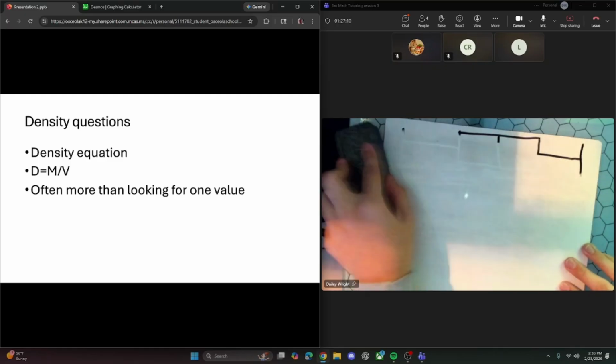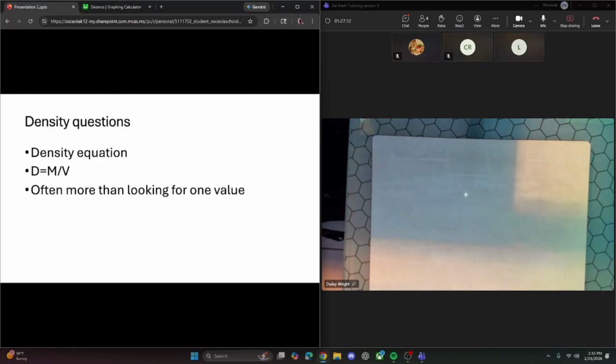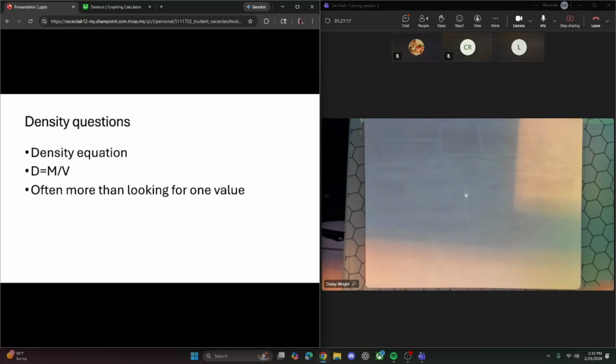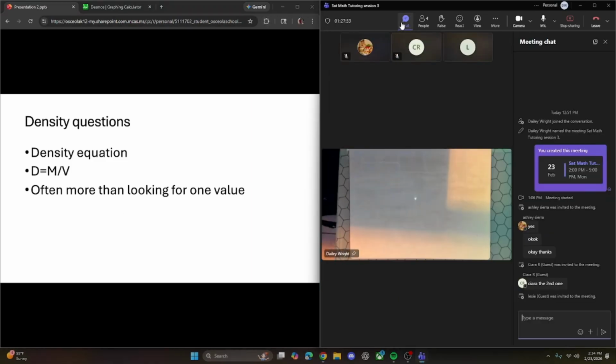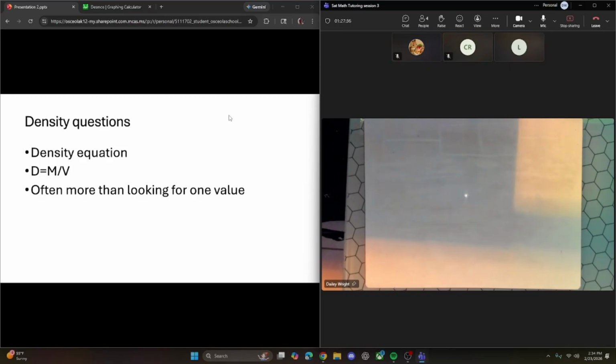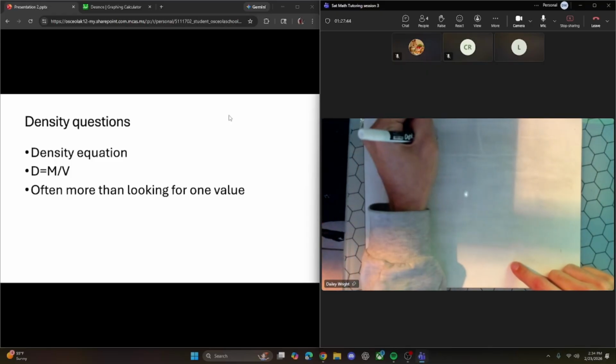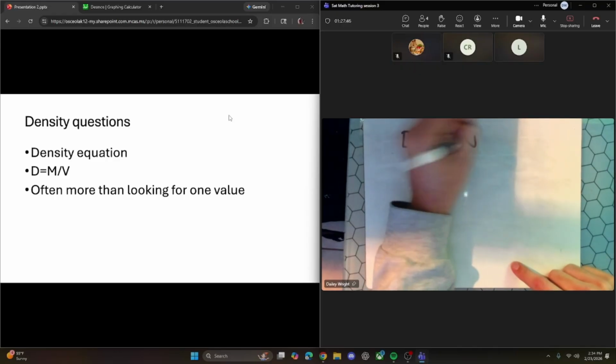Density questions. These ones get a bit hard. I'm not gonna lie, density questions are quite annoying sometimes. So, the best way to tackle these is knowing what they're going to ask you quite a lot. So, the density equation is density equals mass over volume. D equals m divided by v.